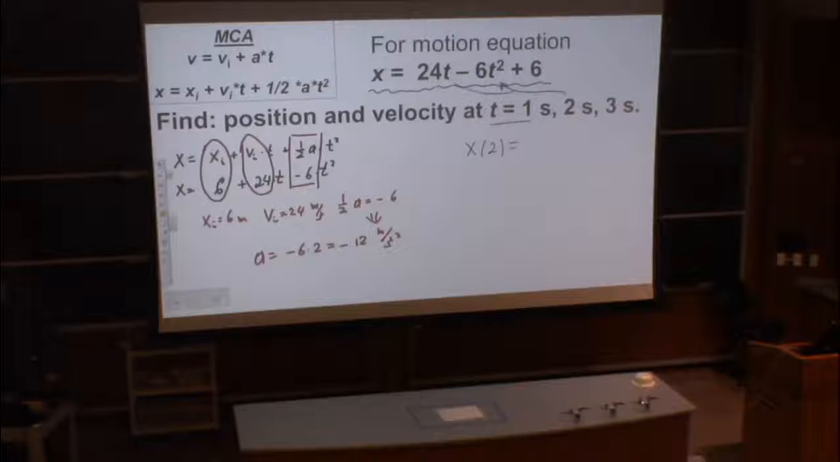plug in number 2, take a calculator, and calculate it. So, 48, 2 squared, 4, 6, 24, plus 6. 48 minus 24, 24 plus 6, I guess 30. You should check.